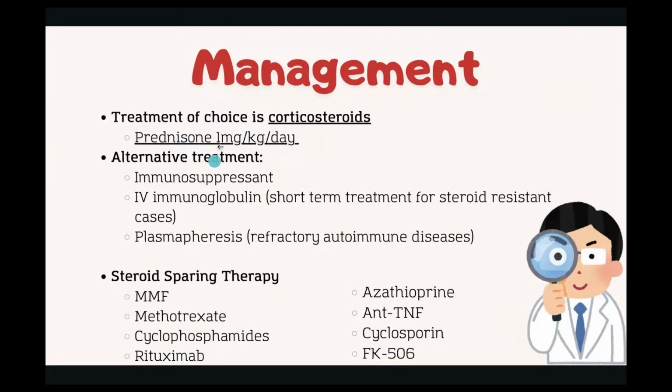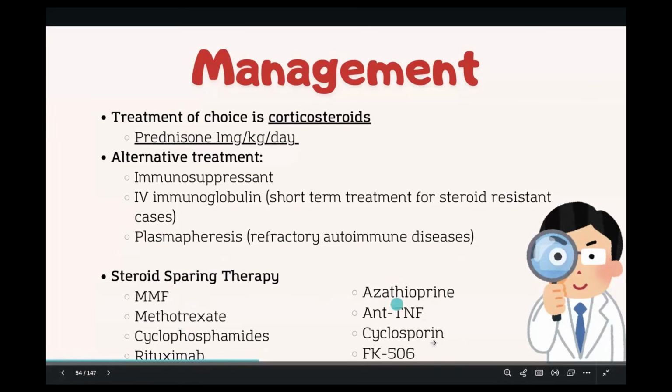Instead of the corticosteroids, we can give immunosuppressants, IV immunoglobulin. This is short-term treatment for steroid-resistant cases, or plasmapheresis, where we just wash out the autoantibodies. We can also give steroid-sparing therapy, including these drugs. It's a long list, honestly. You can just go through them. Cyclophosphamide and methotrexate are important, and rituximab as well.